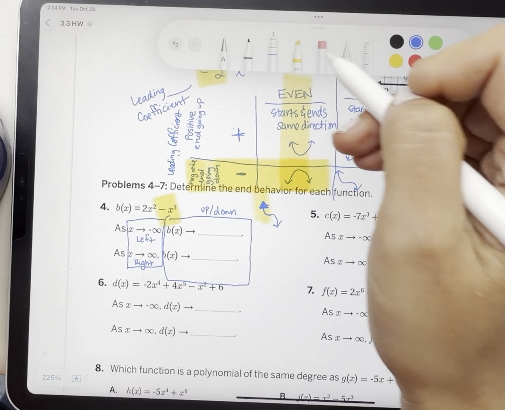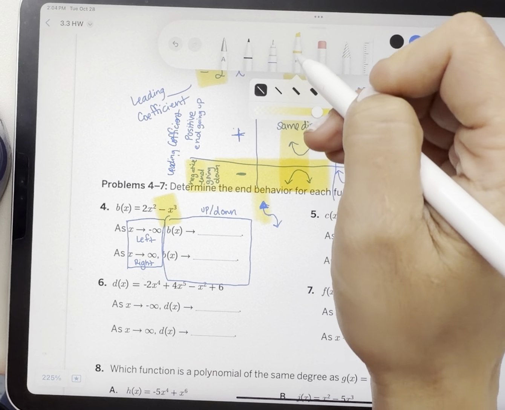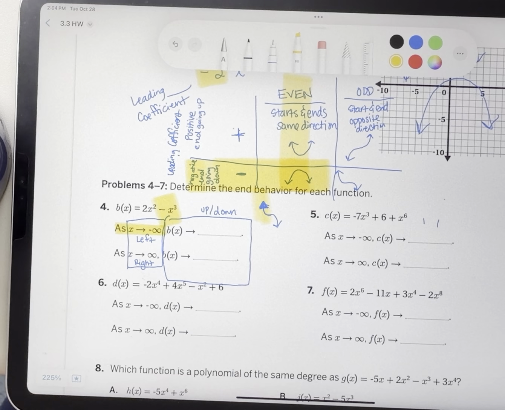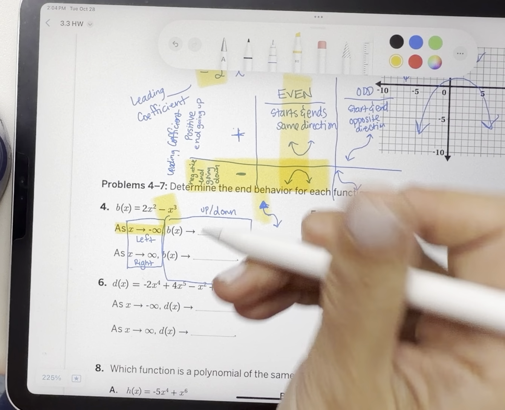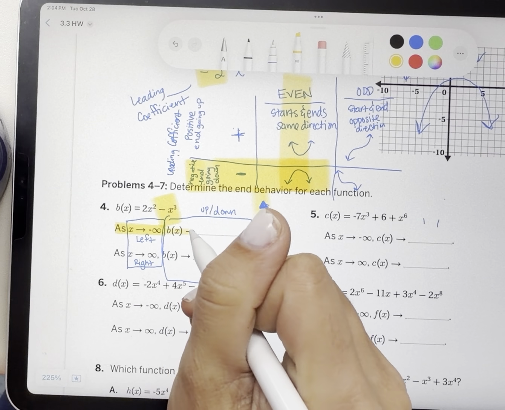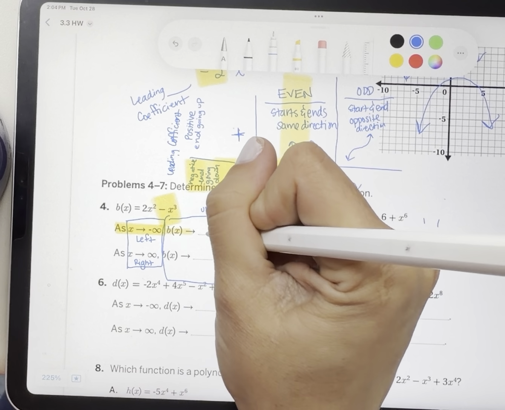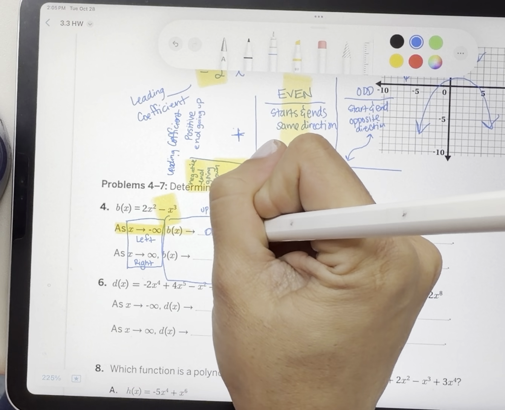Yes, okay, so the part that says as x goes to negative infinity, that means on the left side, and it goes then to positive infinity. Good, it goes to positive infinity, because it's going up. So that's up.